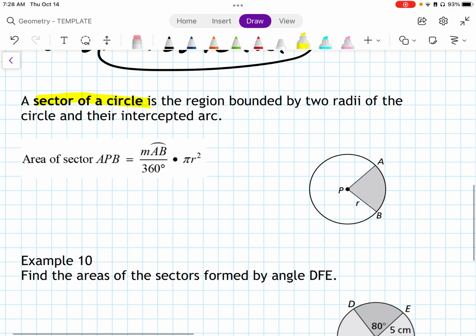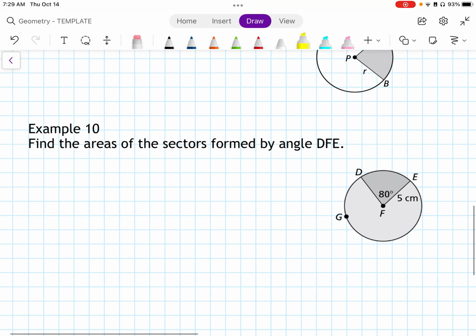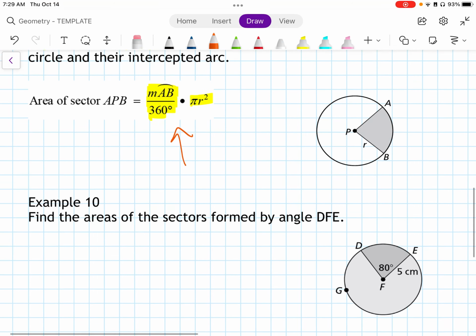Similar to the formula for an arc, the area of a sector is the measure of the arc over 360 times the area formula, right? Last time it was the measure of the arc over 360 times the circumference. Now we're talking about area. This is a formula that you just need to commit to memory. You need to know that, you need to memorize that.